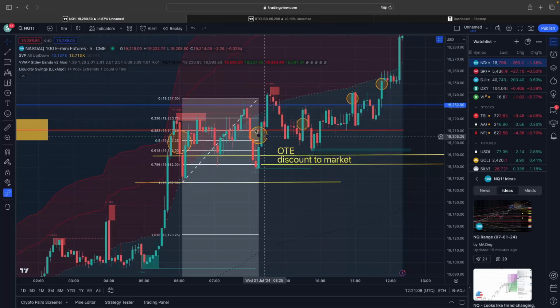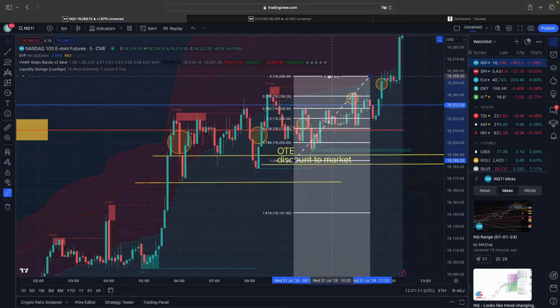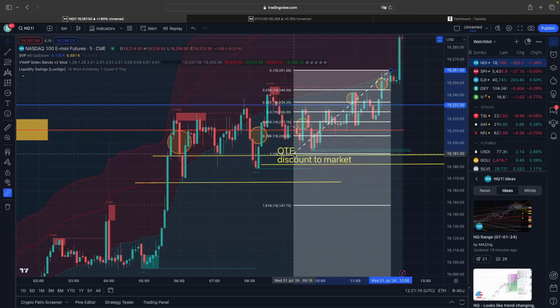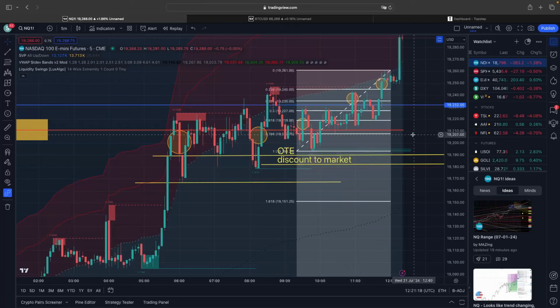Anyway, if we take this current range, to here, we know 62% is our optimized trade entry, and anything below the 78% range is a discount to the market. So let's say at the current time we put our Fibonacci on this low after this. What we know is that our optimized trade entry is the 62% range. Anything below that is discount.